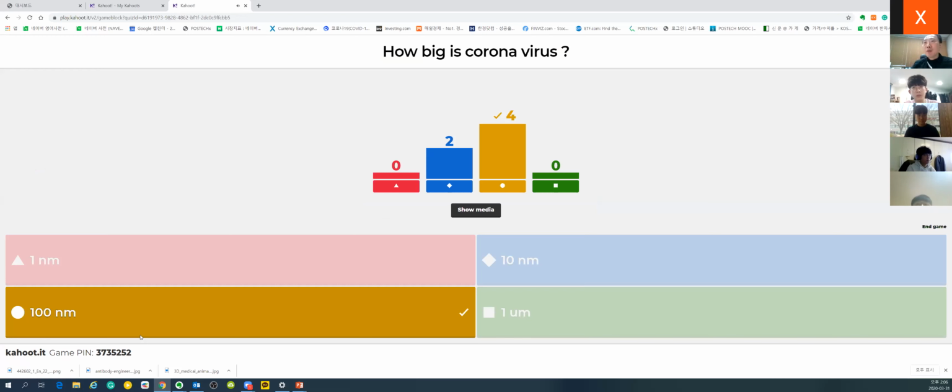Maybe it's a big problem. Guys, we repeated this problem several times. What is the virus size? The size is 100 nanometer on average. The average is 100 nanometer. That's a good number as a reference. Good to memorize.